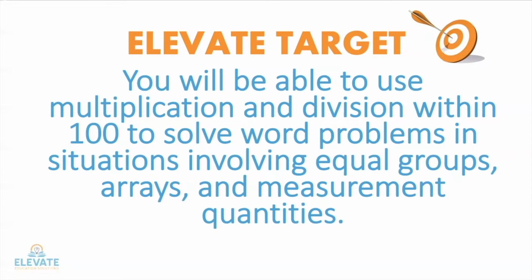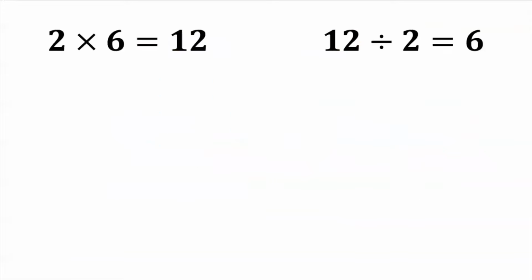Hello, Elevate Nation. Today, you will be able to use multiplication and division within 100 to solve problems in situations involving equal groups, arrays, and measurement quantities. Let's look at our first two problems. 2 times 6 is equal to 12, and 12 divided by 2 is equal to 6. Let's discover the different parts and functions to a multiplication and division problem.